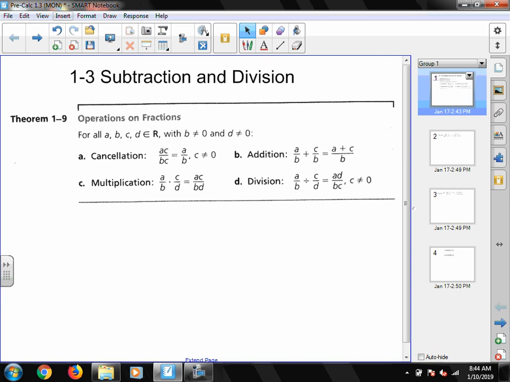So the first thing is the cancellation property, or an operation here. So if you have AC over BC, C shows up in both of those, so you can cancel that C out of there, and you're just left with A over B. The big thing here is you need to cancel factors.